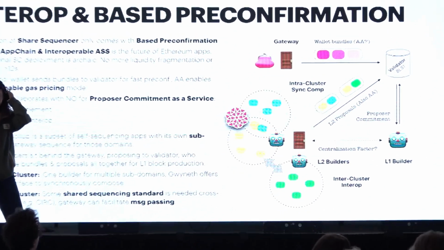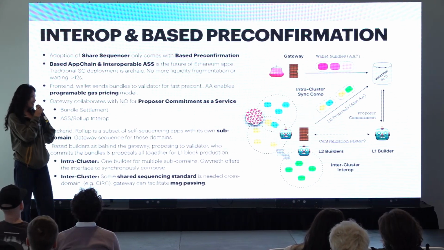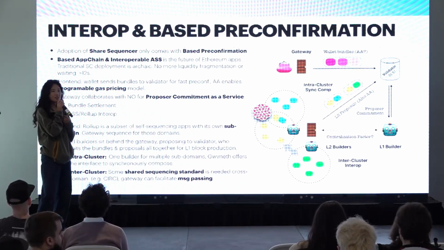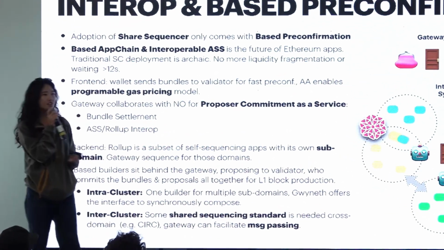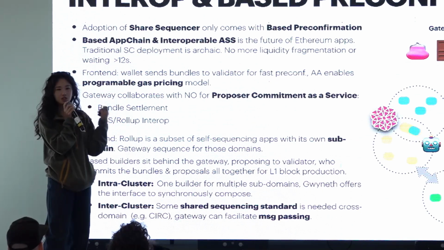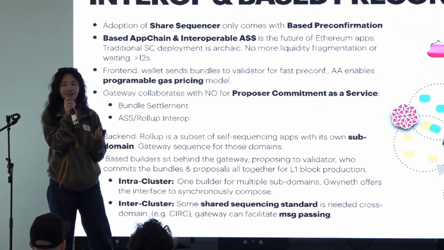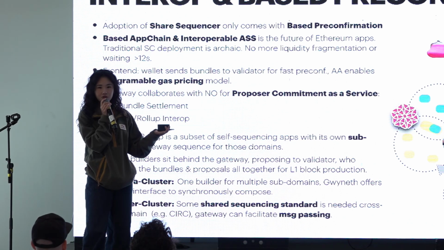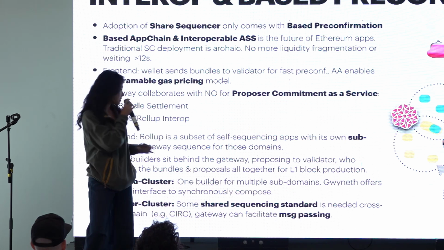So where does that come together, right? People are kind of bearish on the adoption of shared sequencers because no rollup will easily give up their sequencing, right? Well, we kind of agree, but I'm more optimistic because I think that the adoption of a shared sequencer comes together with based preconfirmation, right? So as long as the adoption of based preconfirmation is going well, we're good, right? And I also think that based app chains and interoperable apps are the future of Ethereum applications. Now it is 2025, so why would you deploy another contract and let your users tolerate a 12-second block time? You may as well adopt the latest infrastructure to have preconfirmation, fast transactions, and also interoperability if you deploy yet another rollup or chain, right?